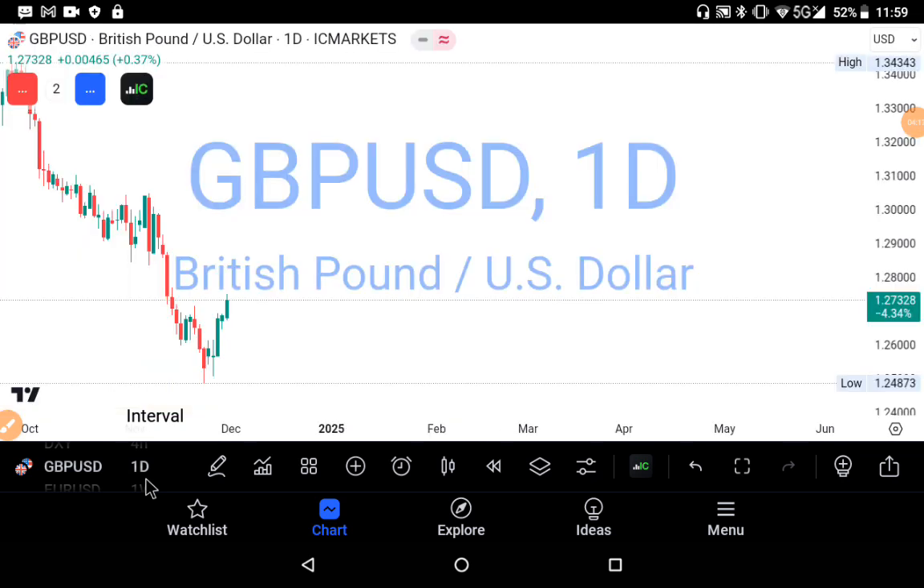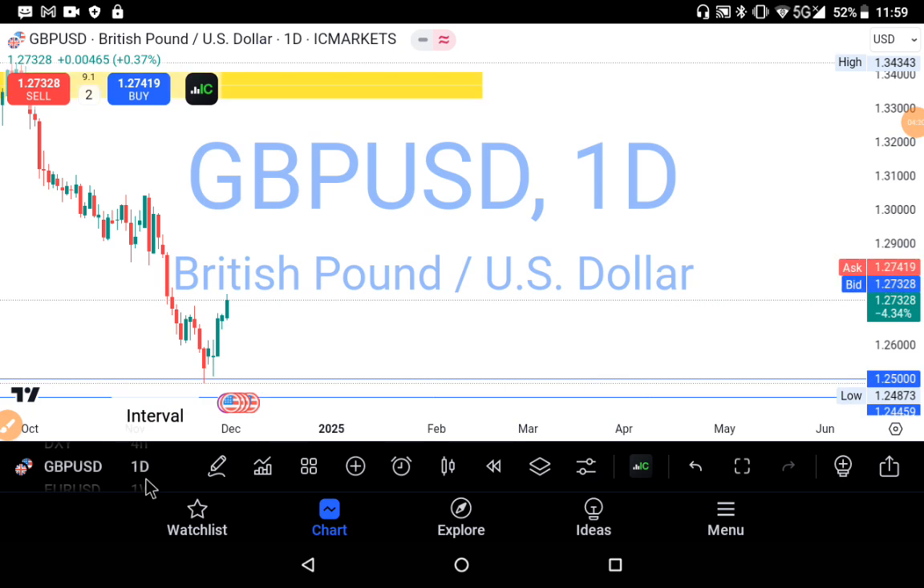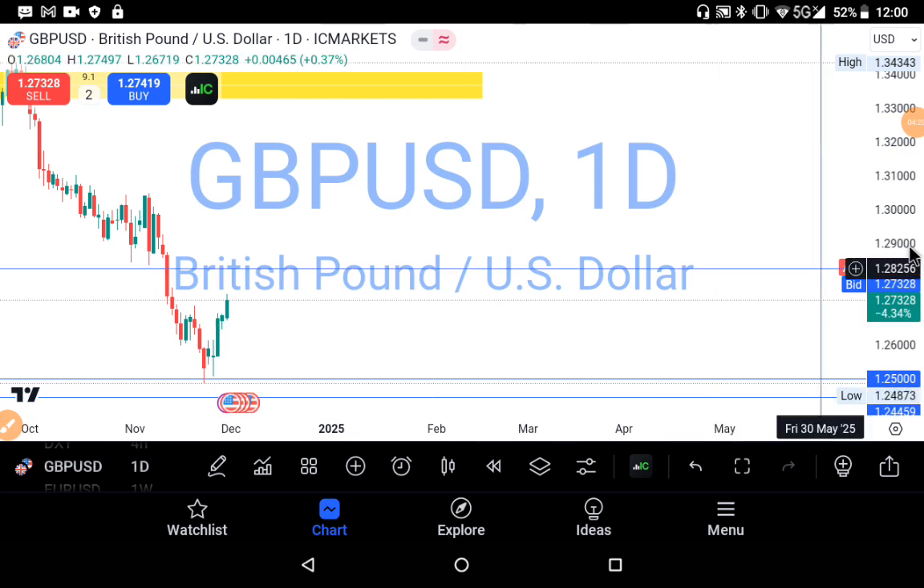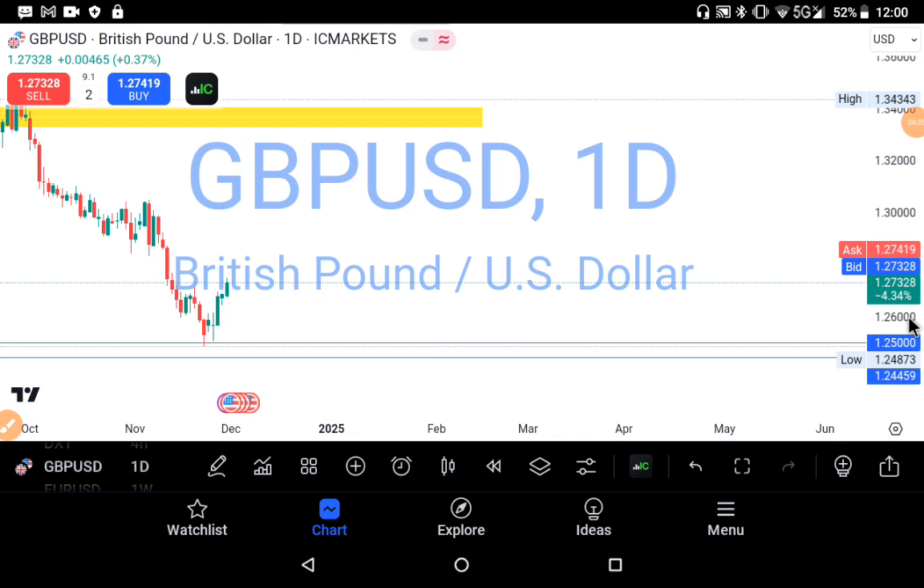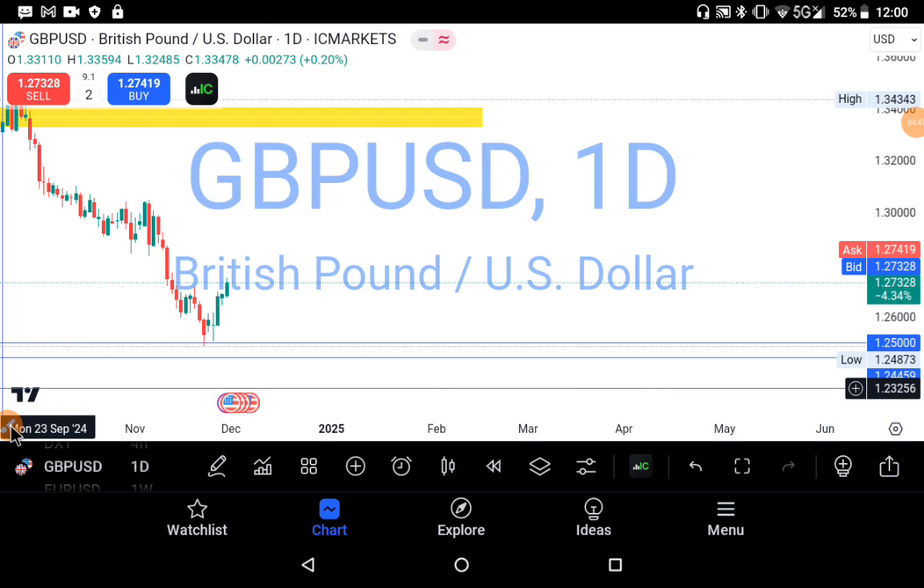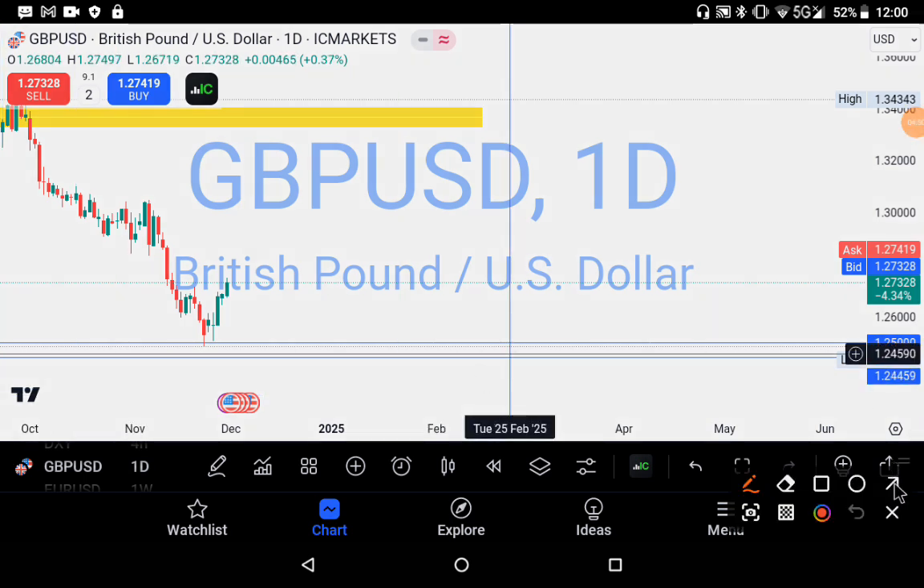GBP USD. Last week I was interested in the market price trading into 1.24 thereabouts, if it could be delivered. I was expecting 1.25000 to be the decision point, and if 1.25000 has been taken, then I'll be interested in 1.2544.